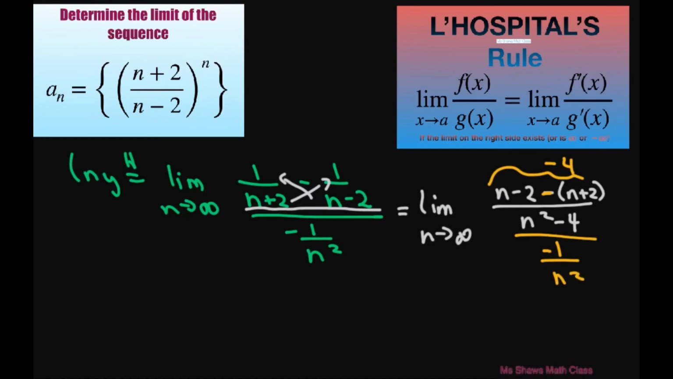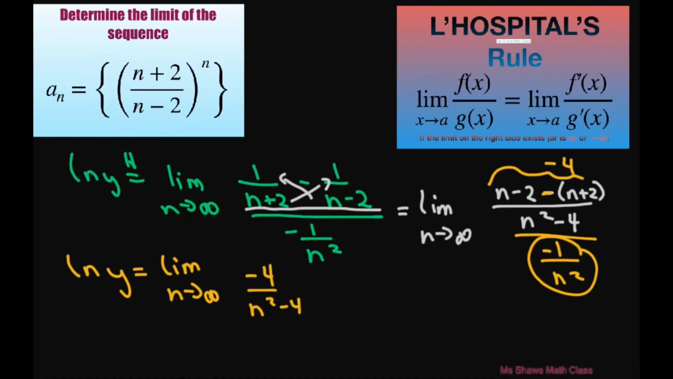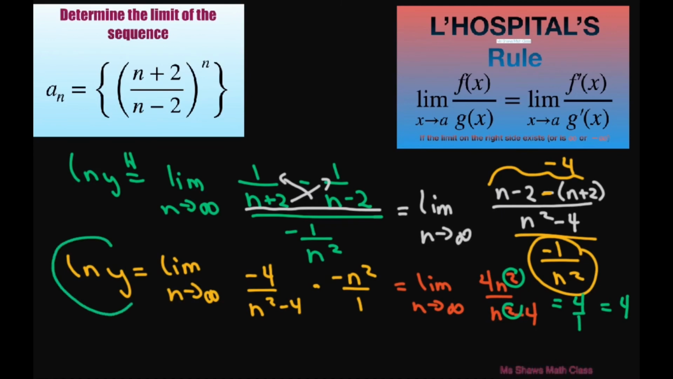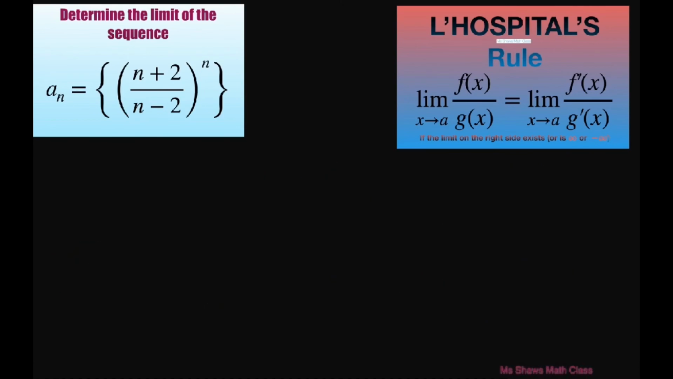All right, so basically I can just multiply this by n squared divided by negative 1. So we're going to write that down. Ln of y equals the limit as n approaches infinity of negative 4 divided by n squared minus 4. And instead of dividing, we're going to multiply by the reciprocal. So this is going to be negative n squared divided by 1. This is going to give me the limit as n approaches infinity of 4n squared divided by n squared minus 4. Now, since the degree in the numerator is the same as the degree in the denominator, the limit is the ratio of the coefficients of the highest degree. So that's just going to be 4 divided by 1, which equals 4. And that's for Ln of y. So basically, Ln of y equals 4.